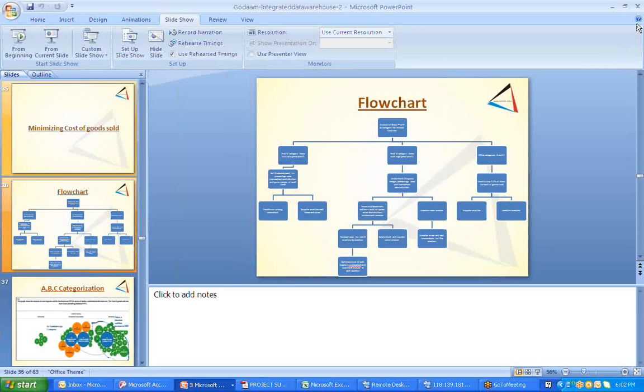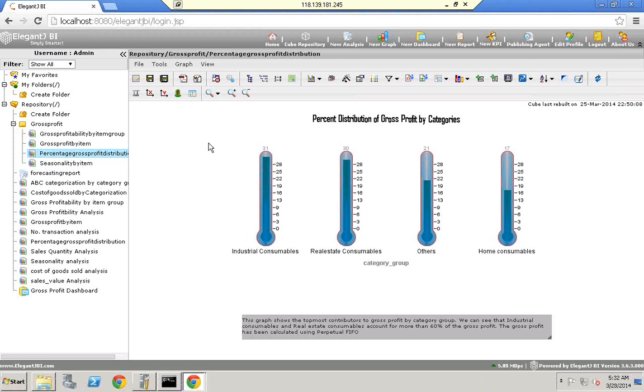So with this, we go on to the tool, and first of all we would ask you to look at this particular graph. This is a percentage distribution of gross profit by categories. All our valuations have been done using perpetual FIFO.